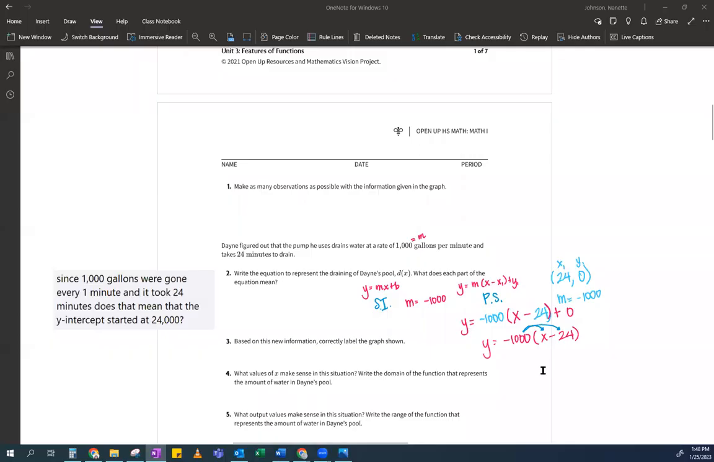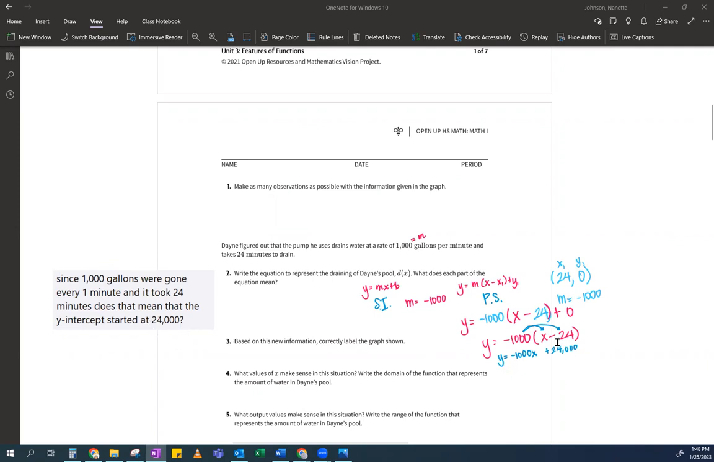So in case you forgot how to distribute, you're just multiplying negative 1,000 times x, which is just negative 1,000x. Oops, I missed a 0. And then what's negative 1,000 times negative 24? Very good. It's positive. Wait a second. Didn't someone already tell us about 24,000? Didn't someone already tell us this? Yes. Look, this one is this one.